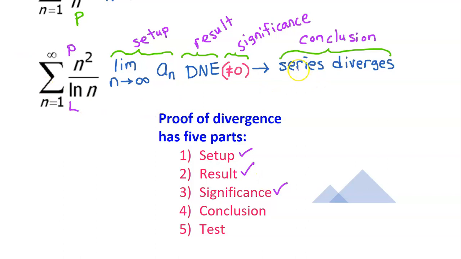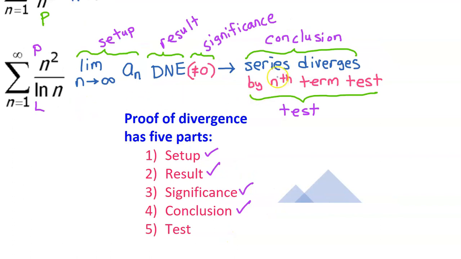We stated that the series diverges, so that was the conclusion. But the proof is not complete without mentioning what test we used. We must say the series diverges by the nth term test. Now we have all 5 parts to our proof, and now we get full credit on the test.